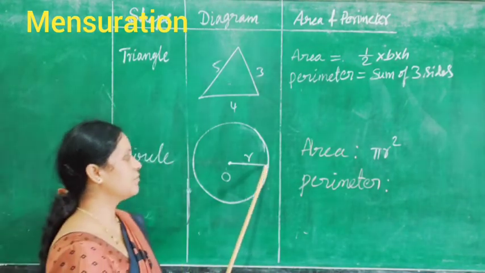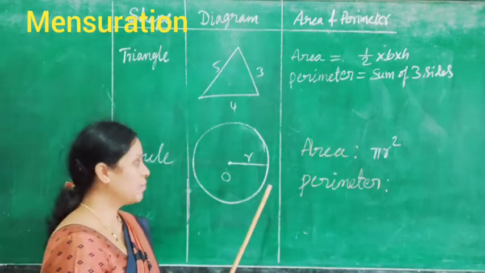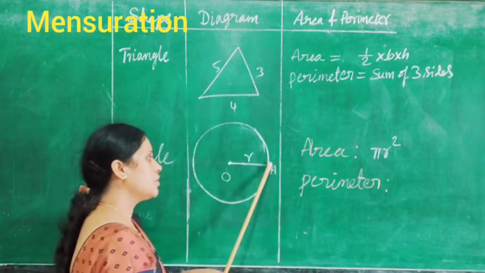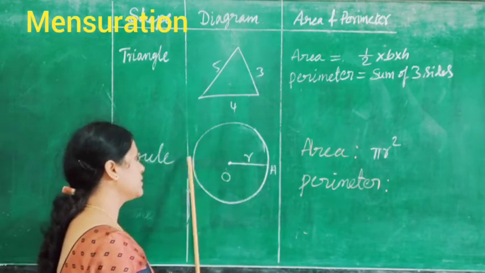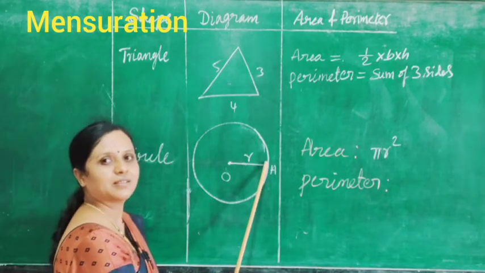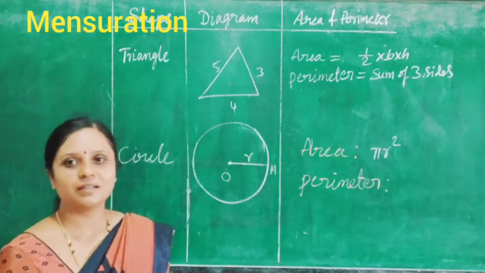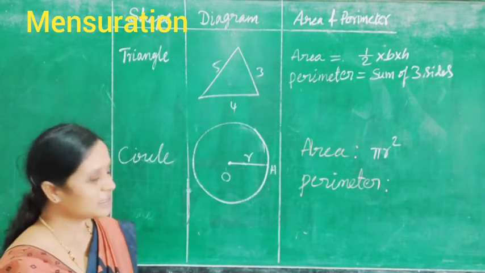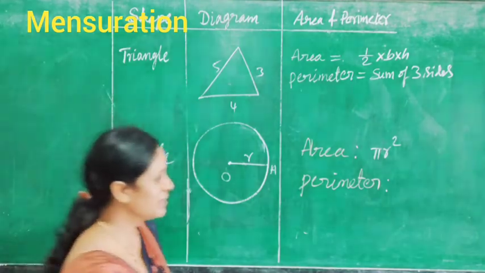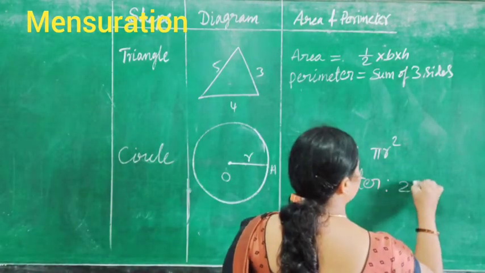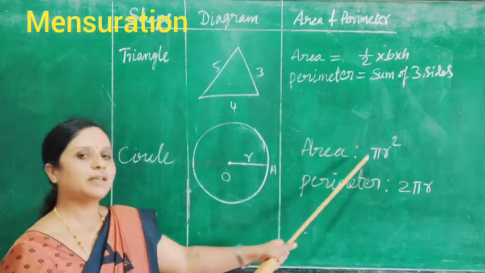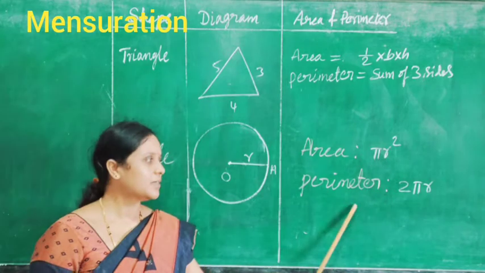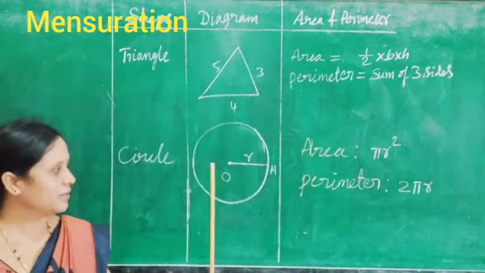What is meant by circumference? The boundary of this circle: you start from this point A, and you go like this. This is the boundary of the circle. So the perimeter of the circle is nothing but the circumference of the circle. What is the circumference of the circle? Yes, that is 2 pi r. So the area of the circle is pi r square and the perimeter of the circle is 2 pi r, meaning the circumference of the circle.